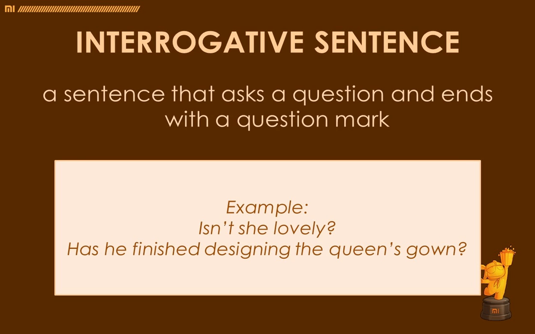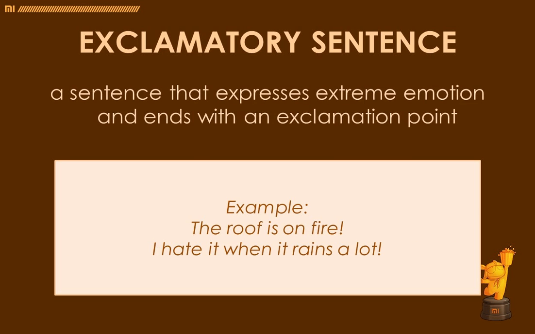Second, interrogative sentence. An interrogative sentence is a sentence that asks a question and ends with a question mark. For example, isn't she lovely? Has he finished designing the queen's gown? Third, exclamatory sentence. An exclamatory sentence is a sentence that expresses extreme emotion and ends with an exclamation point. For example, "The roof is on fire! I hate it when it rains a lot."